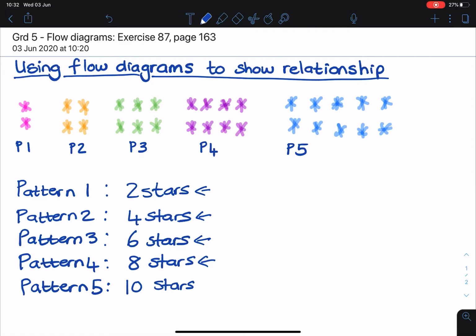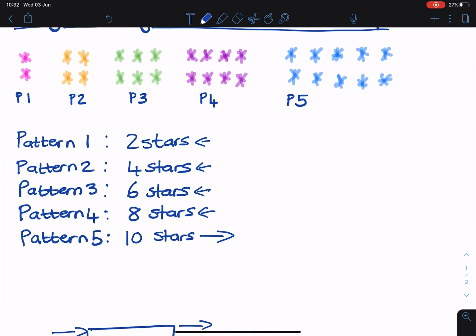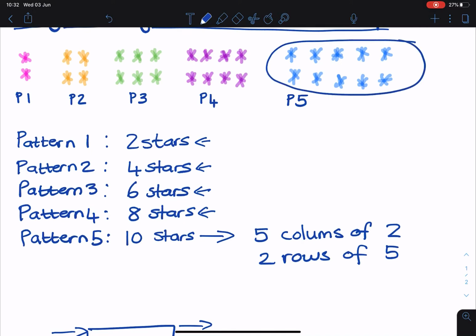They ask us to describe pattern 5. How would you describe pattern 5 in words? 5 columns of 2, or 2 rows of 5. As long as you are describing what you see here, then you won't be wrong.